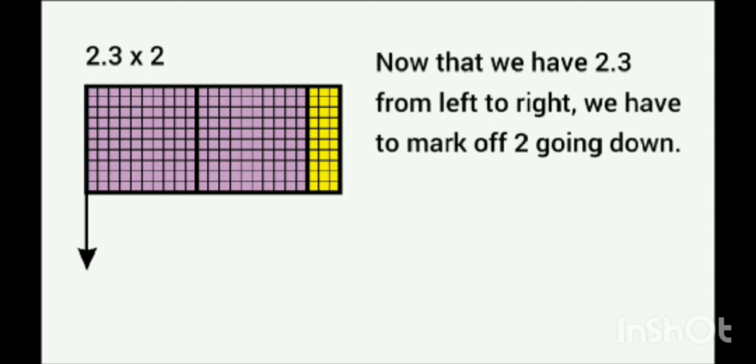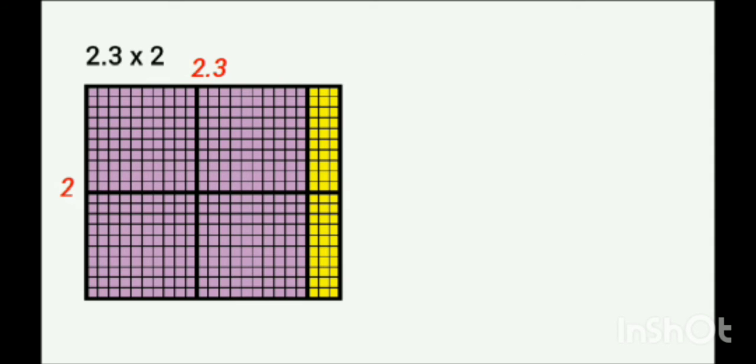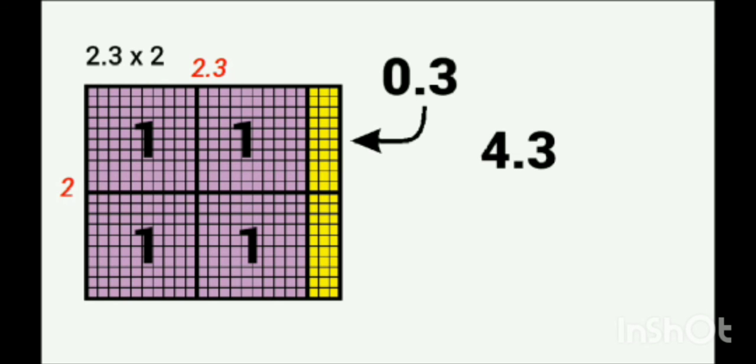So we have to go a distance of 2 up and down. So basically in this example, we have 2 groups of 2.3, which we can clearly see on the screen. Now, let's take each one of these sections and add them together. We have 1, 2, 3, 4, 4.3, and 4.6.